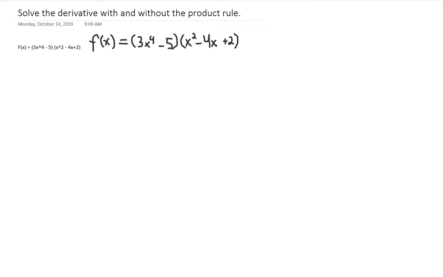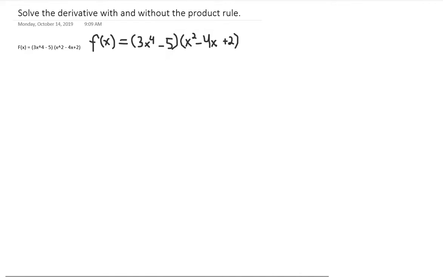We're going to solve the derivative with and without the product rule. And we're given f of x equal to 3x to the fourth minus 5, that quantity times x squared minus 4x plus 2. Okay, well, we know the product rule. Let's just work this out.